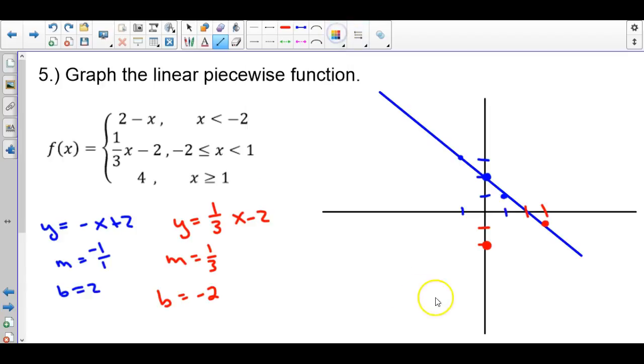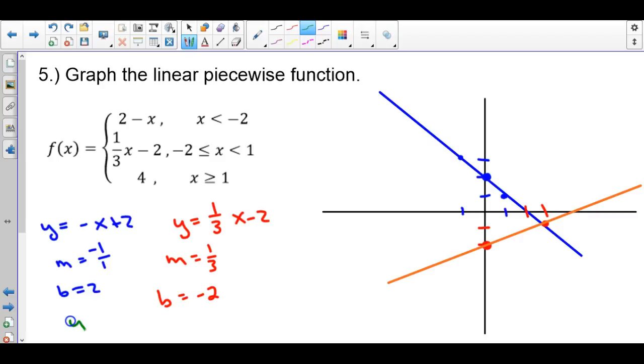So let me connect the dots here. Okay, so that's going to represent the second piece of my function. And then the third one is just basically y equals 4, which is going to be a horizontal line. So I'm going to go up 4, and I'm going to construct a line there, going straight across, and I'll do that in green.